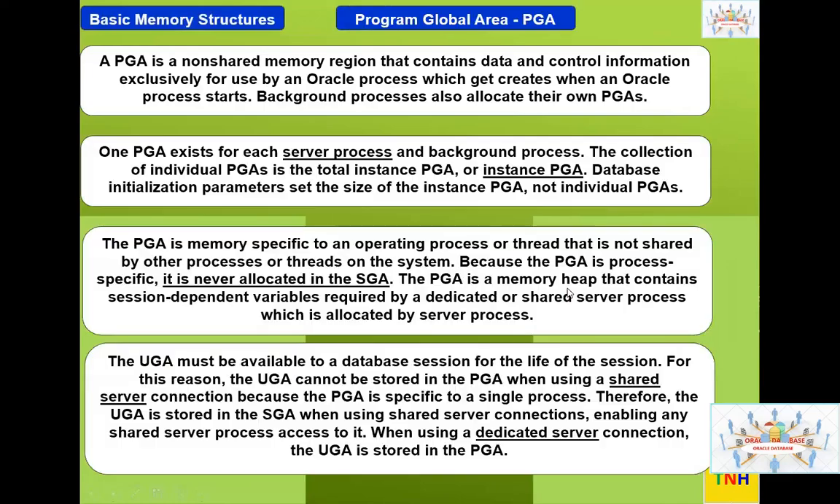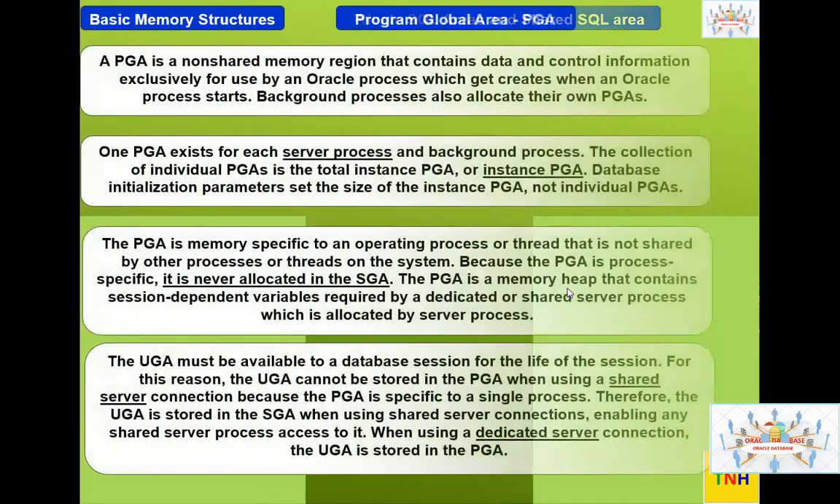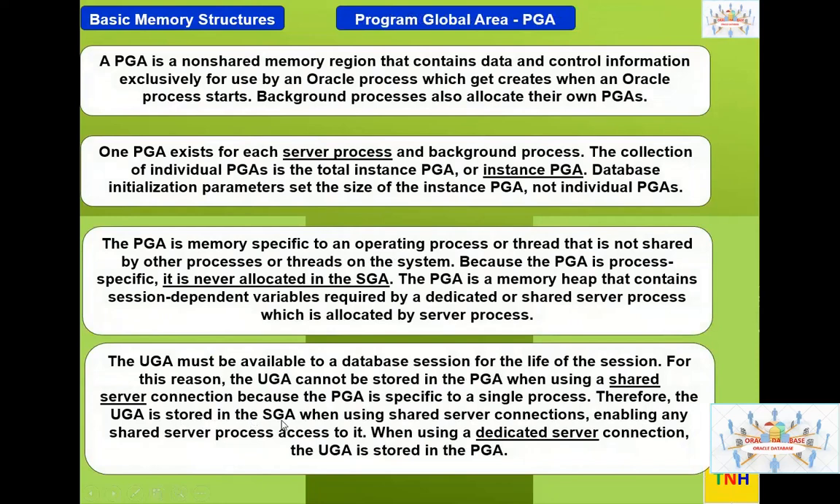That is the same thing explained here theoretically. So therefore, the UGA is stored in the SGA when using a shared server connection. That is, in the SGA, either in the shared pool or large pool, enabling any shared server process to access it. That's right. So when it's moved to the SGA, it is shared. Therefore, any shared server process can access it. Understood? Because it's shared. When using a dedicated connection, the UGA is stored in the PGA. Very clear, we understood. But it is very important to understand these paragraphs.